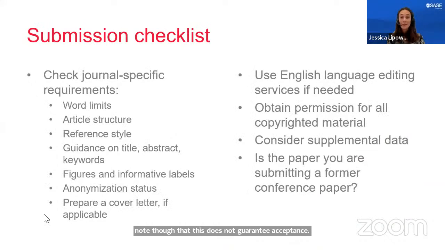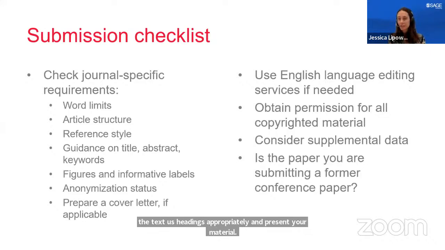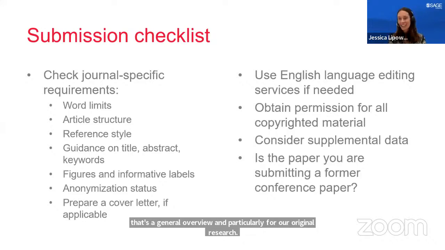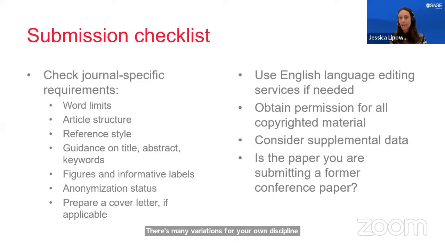You're getting so close and you're almost ready. But as we've been mentioning, the submission guidelines really tell you what the editor wants included, as well as any relevant information about how to structure the text, use headings appropriately, and present your material. So while we've covered a lot of information here today, and that's a general overview, and particularly for original research, there's many variations for your own discipline, your own field of study, and a particular article type, like a brief report. A brief report might be structured differently than original research.